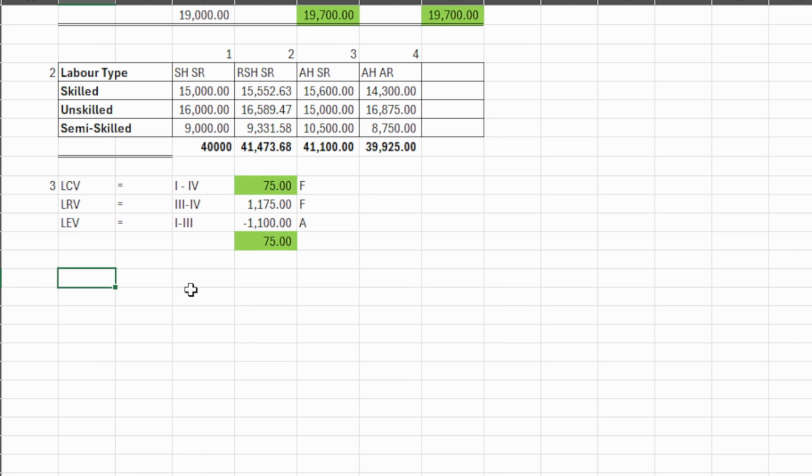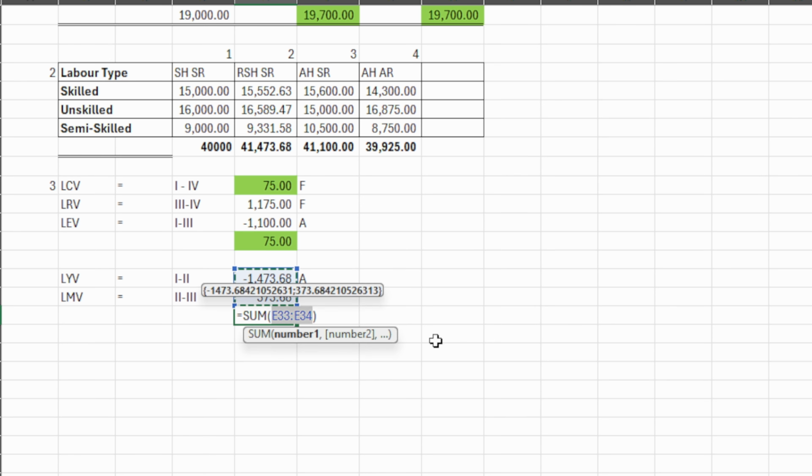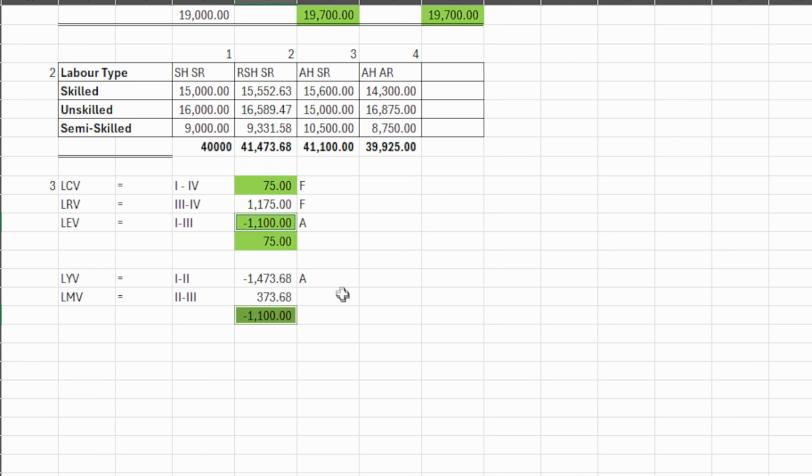Now I will move on to sub variances. The sub variances are labor yield variance, which is given by 1 minus 2. So 40,000 minus 41,473. I get a negative, hence it is adverse. The last one, labor mix variance, is equal to 2 minus 3. So this is equal to 41,473 minus 41,100, which is 373. Here again I will have to reconcile. When I add these two, I should get the labor efficiency variance. These two are matching, hence this is correct.